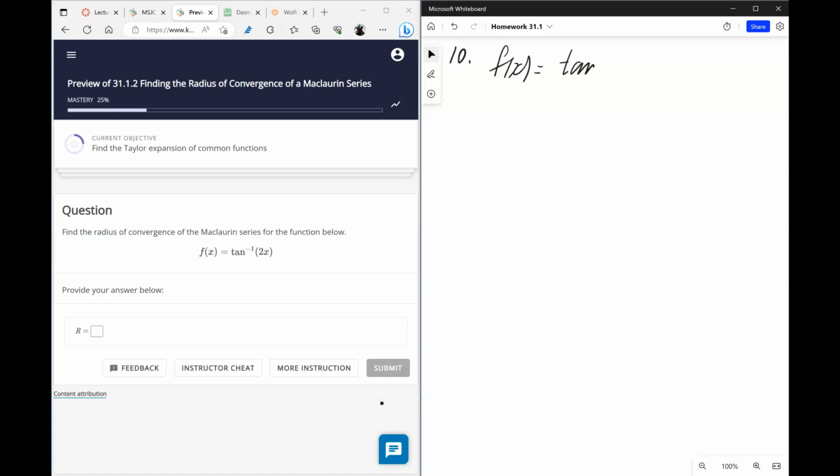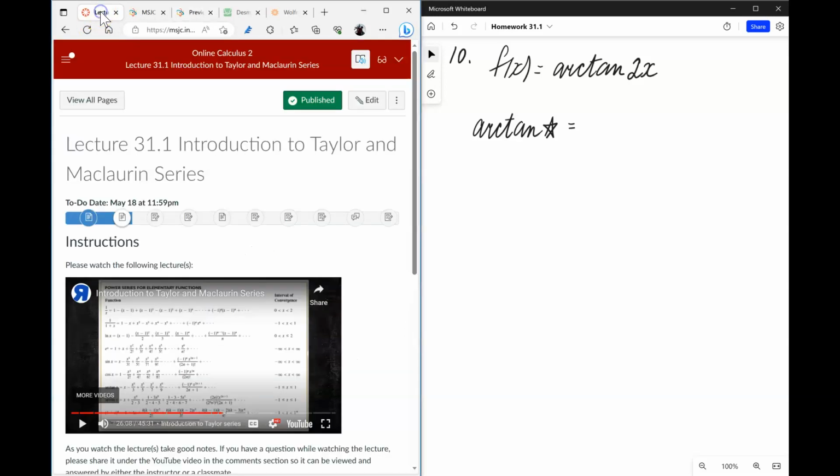Another one of this type of problems. We're going to recall that arctan of something is something minus something cubed over 3 plus something to the power of 5 over 5. And again, all of this is only true when absolute value of that something is less than or equal to 1. I'm looking right over here.